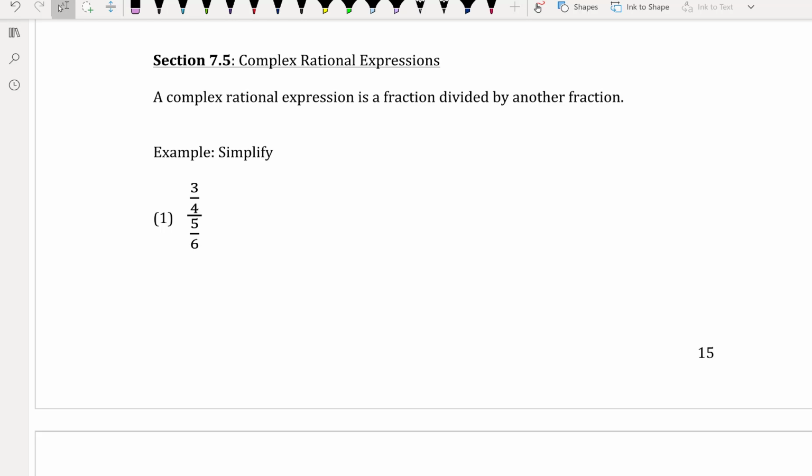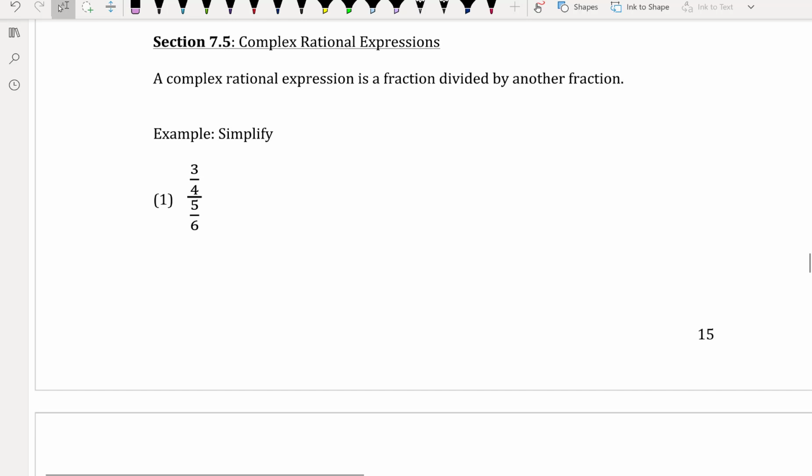Section 7.5 is all about complex rational expressions. A complex rational expression is just a fraction within a fraction. For number 1, I want to simplify this fraction. Just know that this numerator is really the fraction 3/4, and my denominator is the 5/6.